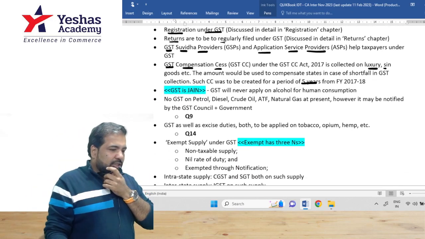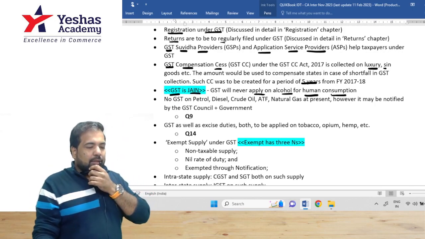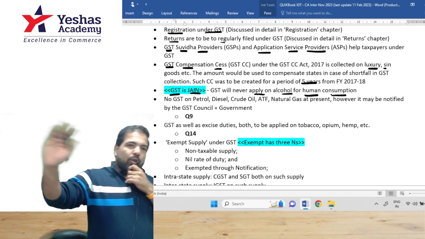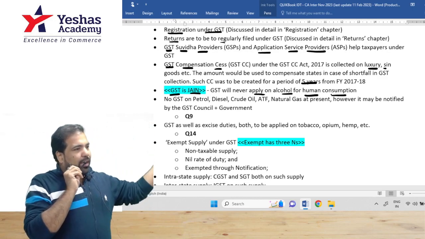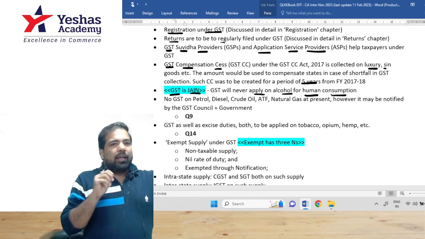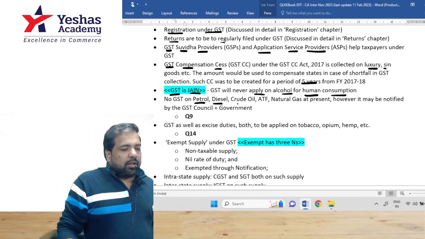Guys, I've heard GST is Jain. Is that true? It will never touch alcohol. Can they change this? Never. So on alcohol, no GST; the older taxes like VAT, excise, etc. apply. And guys, on five products, petrol.